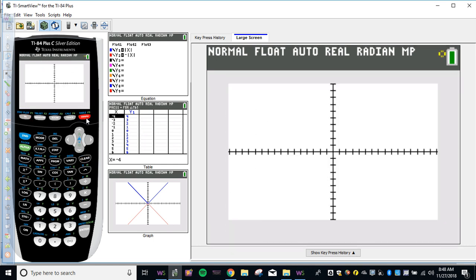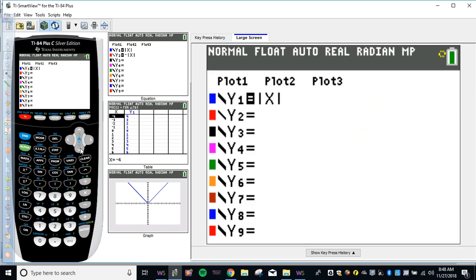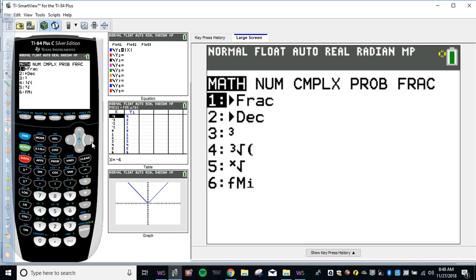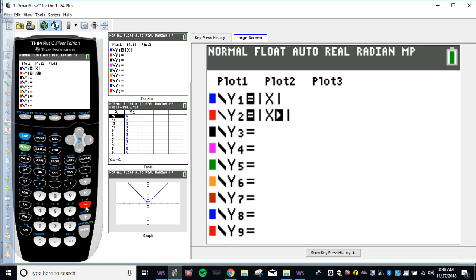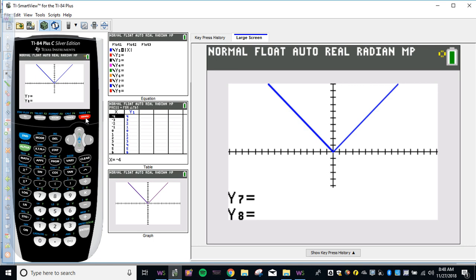So the parent function, the absolute value of x, looks like this. And then if we put in, from the parent function, x minus 5, just so you can see what it looks like, it'll add the red one to it, and it just moves to the right.